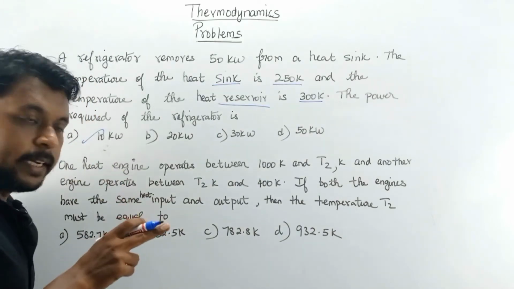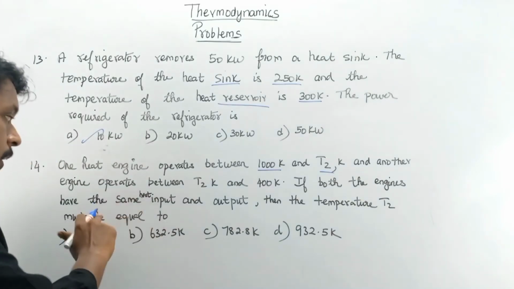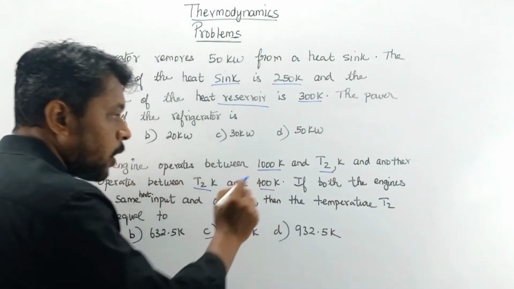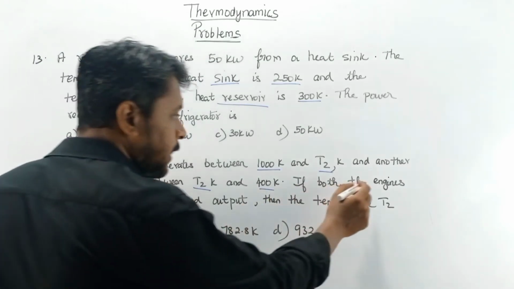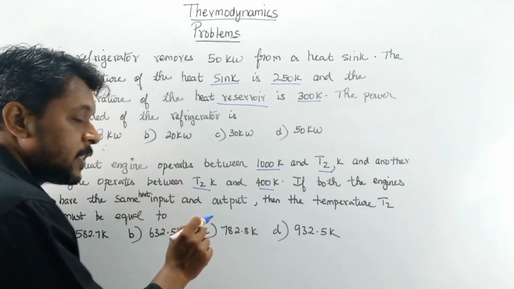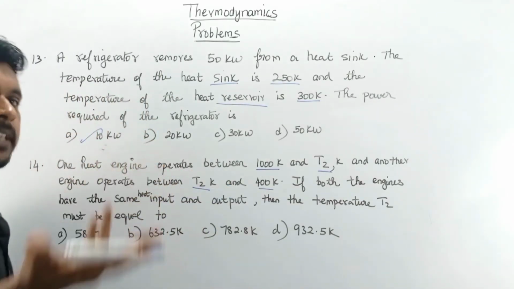One heat engine operates between 1000 Kelvin and T2 Kelvin. Another heat engine operates between T2 Kelvin and 400 Kelvin. Both the engines have the same heat input and output. It means that both the engines have the same efficiency. Then the temperature T2 value is equal to?